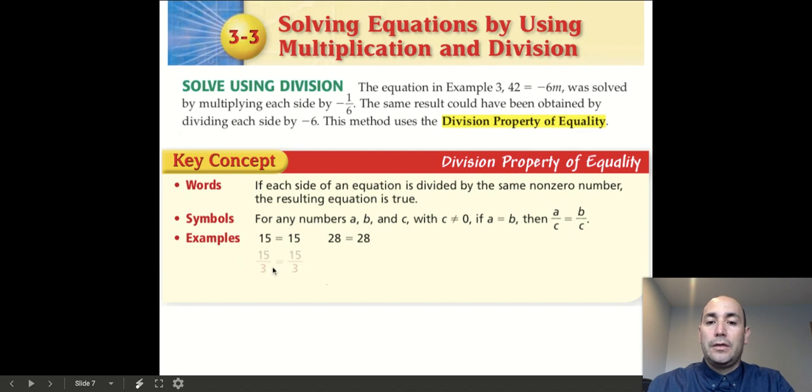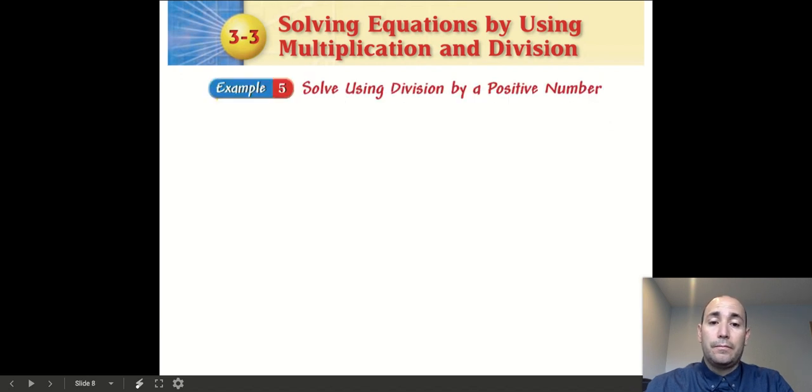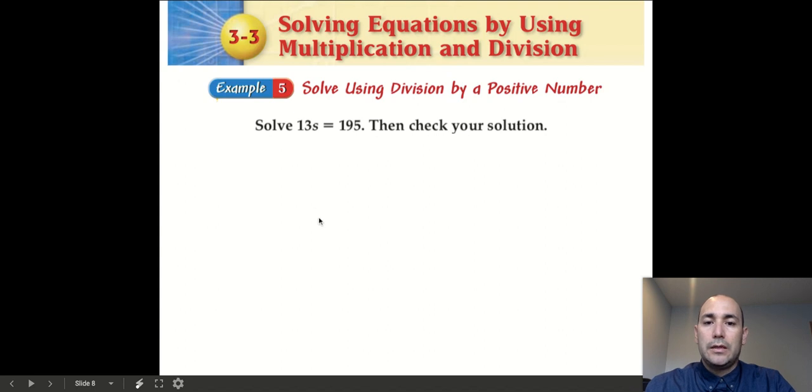So here's an example, right? 15 equals 15, and you divide both sides by 3, you still get 2 equal sides: 5 equals 5. Over here, we have 28 equals 28. You divide both sides by -7. You still get both sides equal, right? -4 equals -4. So let's use this to actually solve a problem. Let's solve this equation and check our solution. So we have 13s equals 195.